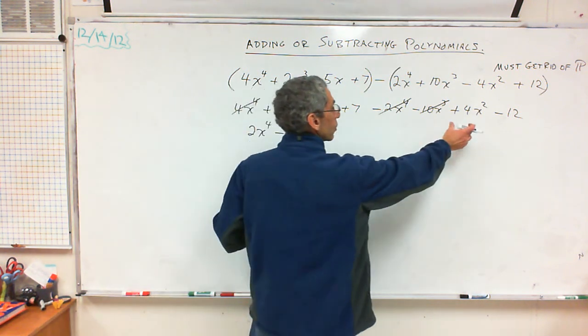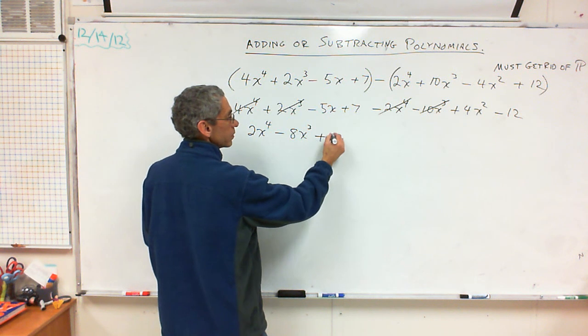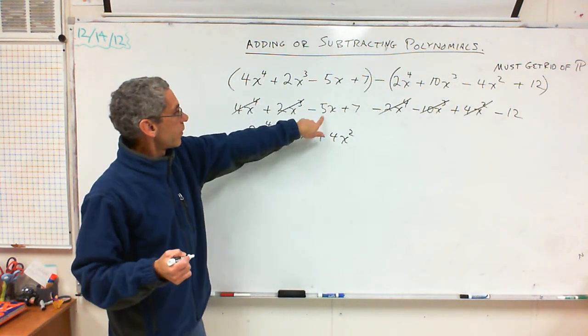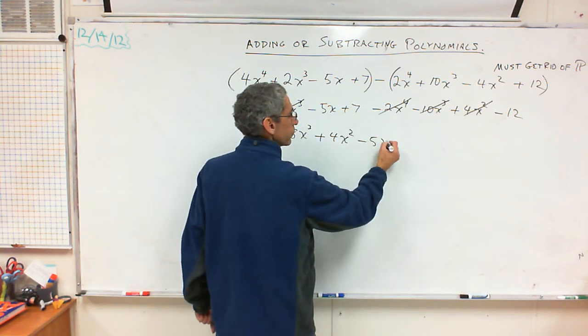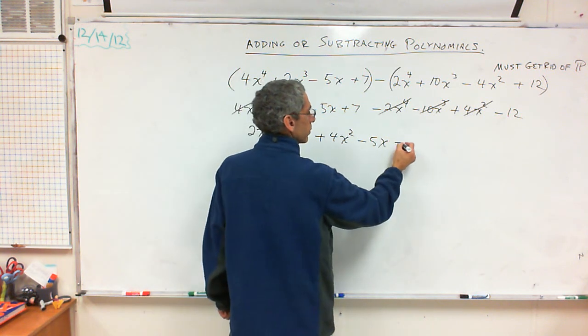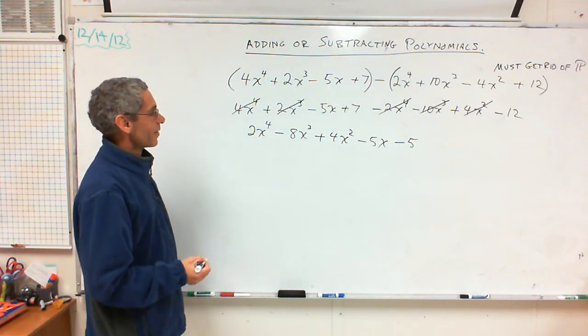So there's only one x squared, which is 4x squared. So I'm going to say plus 4x squared. Cross that out. Now I've got minus 5x. That's it, right? There's only one of those. Minus 5x. Now what's 7 minus 12? Negative 5. Yes. All right, we're done.